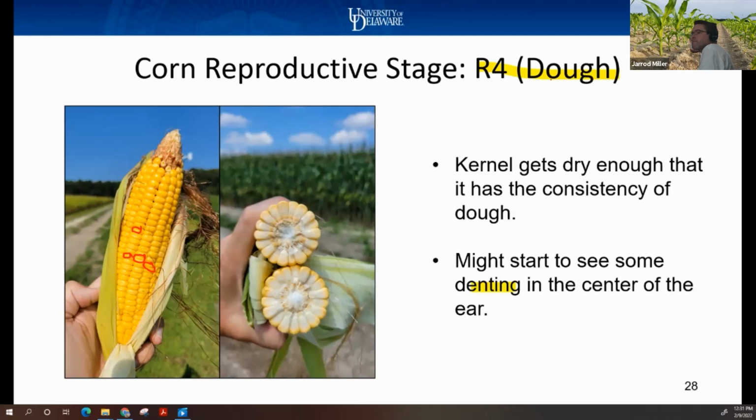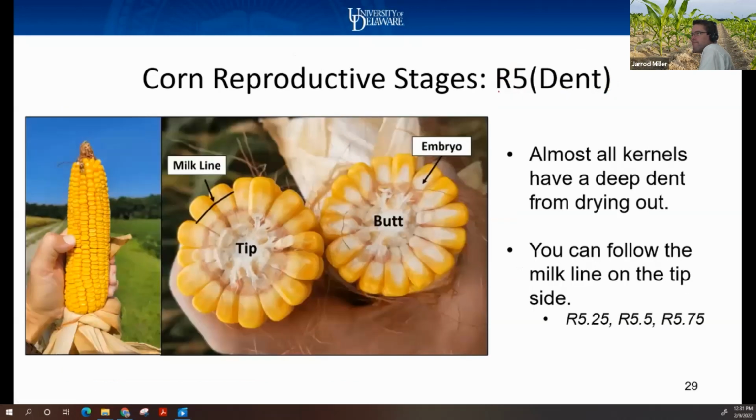So if you cut them open, they're going to feel like dough, like bread dough or biscuit dough, anything like that. Then you get into the dent stage. That's R5. So once you get to R5, the majority of the ear, maybe not all of it, some of the kernels aren't, but it usually starts in the center and moves like this. You're going to have these dents across all the ears.